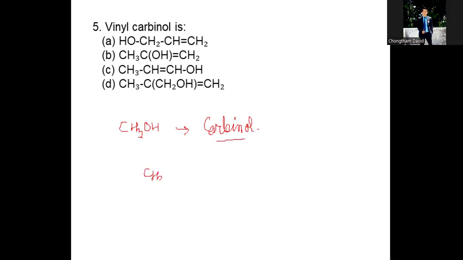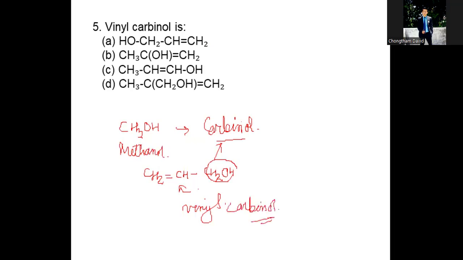So, allylic, vinylic carbon. This must be your vinyl carbon. And you have the methanol part. This is your vinyl carbinol. And carbinol is nothing but your methanol. So finally you have vinyl carbinol as CH2=CH-CH2OH. So the answer for this question is, the closest answer will be option A. Okay, this is the correct answer.